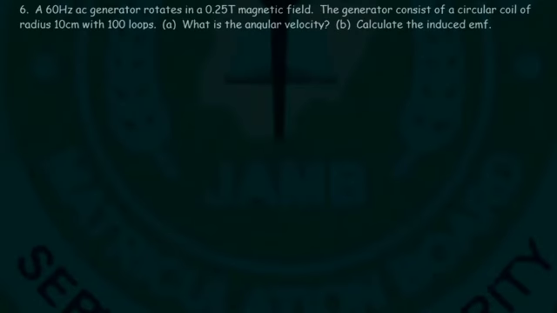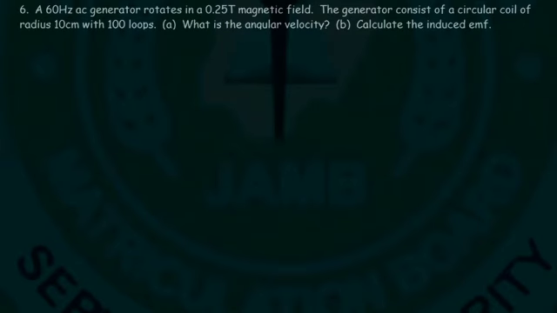Number 6. A 60 Hz AC generator rotates in a 0.25 Tesla magnetic field. The generator consists of a circular coil of radius 10 centimeters with 100 loops. What is the angular velocity? And calculate the induced EMF.